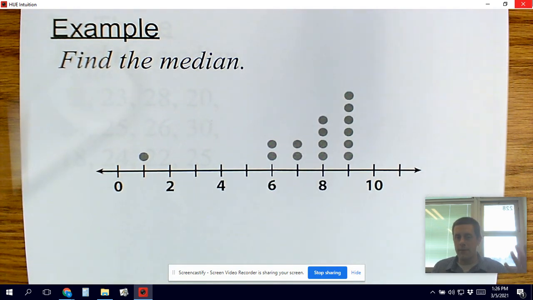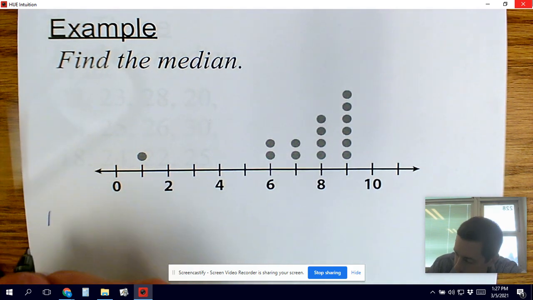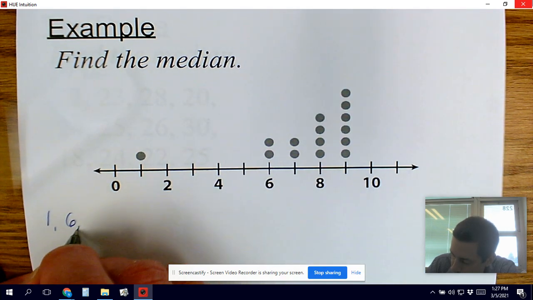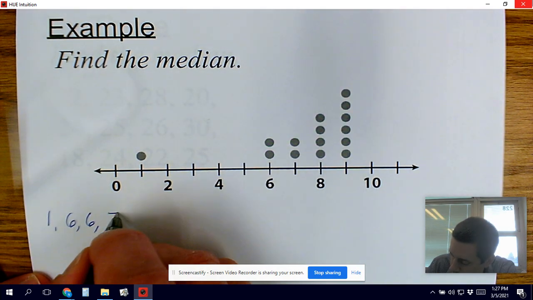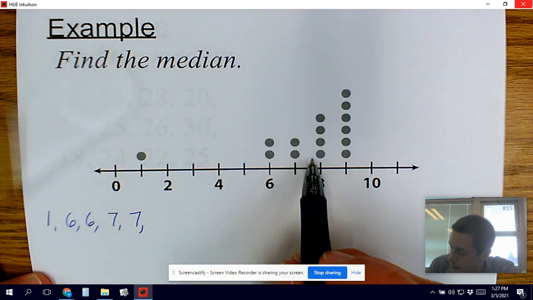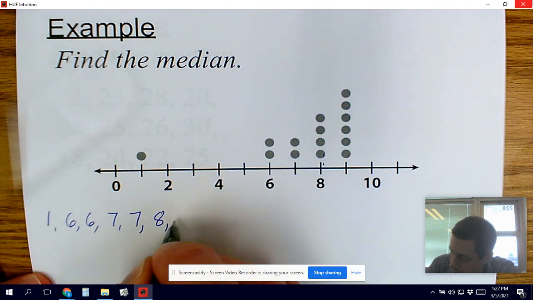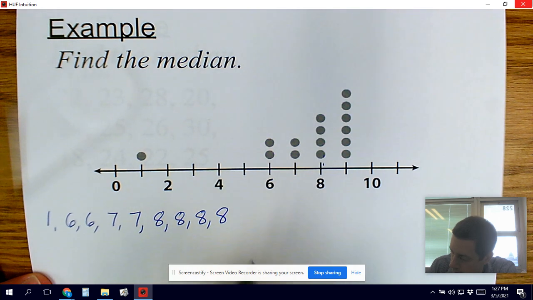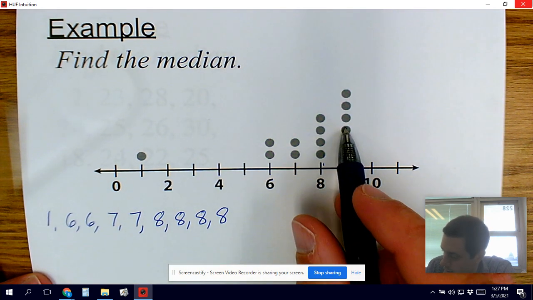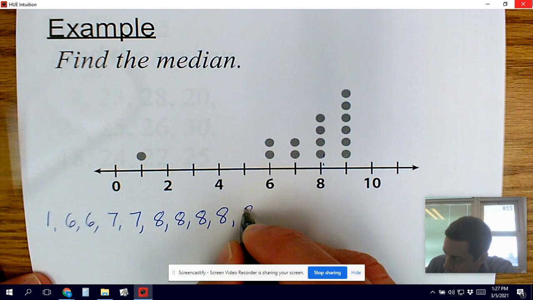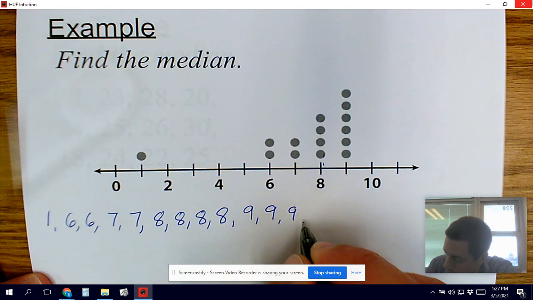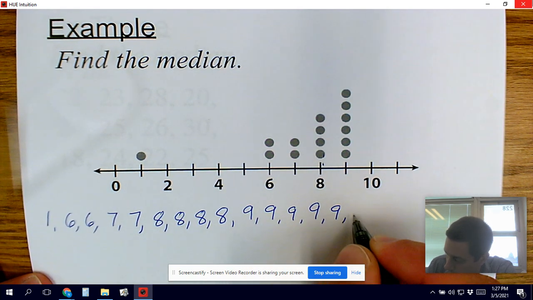All right, one last example. Dot plot we saw from the previous day. Same idea here. We're looking for the middle number. The beauty of having our data values arranged on a dot plot is that they are already in order. So we're starting with a 1, followed by 2 6s, 2 7s, 4 8s, and 6 9s.